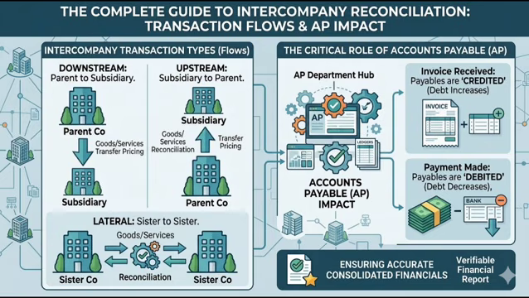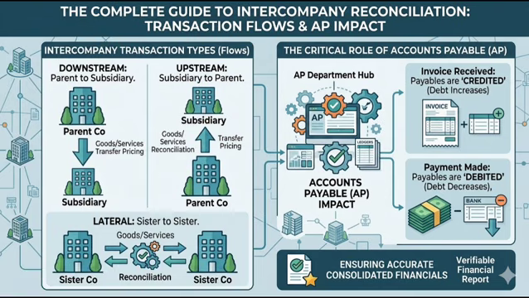Building construction Part 1. Intercompany transaction types, flows. In a global organization, money doesn't just move in one direction. The infographic breaks this down into 3 specific flows. Downstream, parent to subsidiary, the parent company provides goods, services, or funding to a subsidiary. Upstream, subsidiary to parent, a subsidiary provides goods or services back up to the parent.